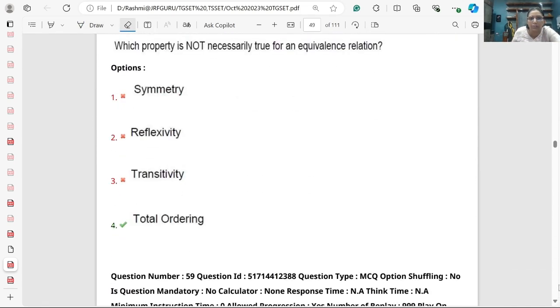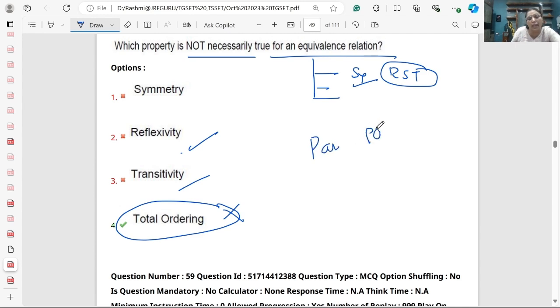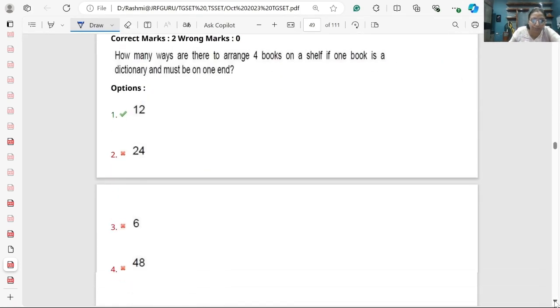Now we have the next question. Which property is not necessarily true for an equivalence relation? To be an equivalence relation, it should be reflexive, symmetric and transitive. So symmetry, reflexivity and transitivity should be there. It is not necessarily total ordering. Total ordering we check in the partially ordered set, the poset. We check it in the concept of poset.